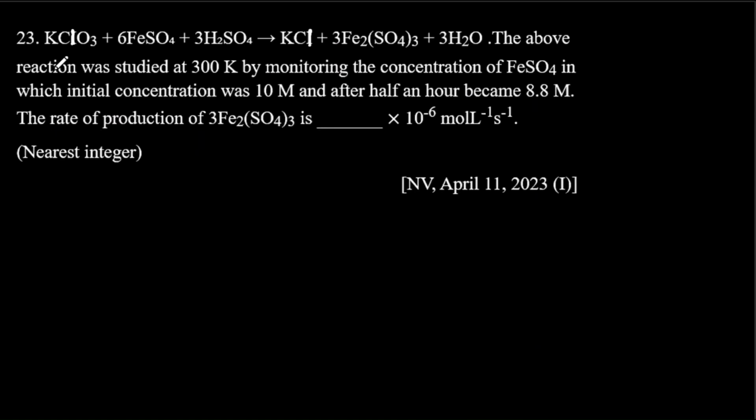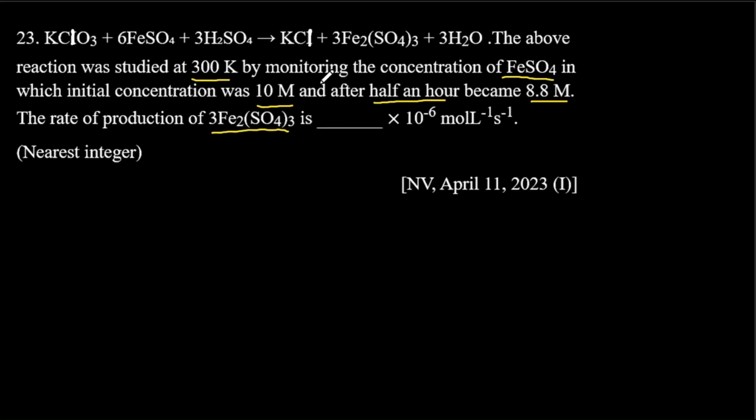The next question is KClO3 plus 6 FeSO4 plus 3 H2SO4 gives KCl plus 3 Fe2(SO4)3 plus 3 H2O. The above reaction was studied at 300 Kelvin by monitoring the concentration of FeSO4, in which the initial concentration was 10 M and after half an hour became 8.8 M. The rate of production of Fe2(SO4)3 is.